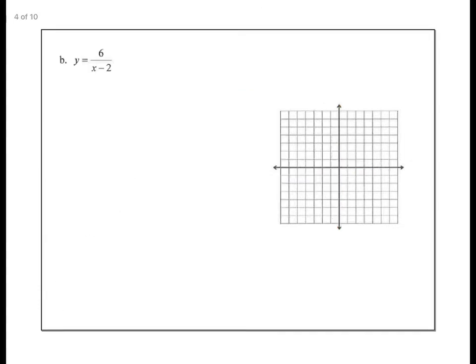Okay, another one for graphing. Let's do our asymptotes first. So vertical asymptote. Again, I'm asking myself what makes the denominator 0. Well, here that would have to be 2, since 2 minus 2 is 0. Horizontal asymptote is still y is equal to 0. So I'm at x is equal to 2, and y is equal to 0.